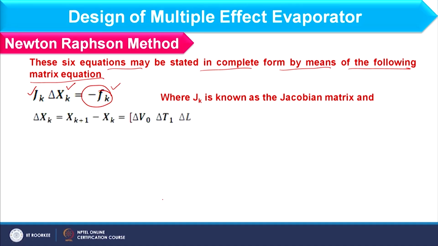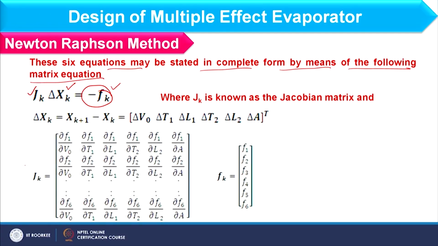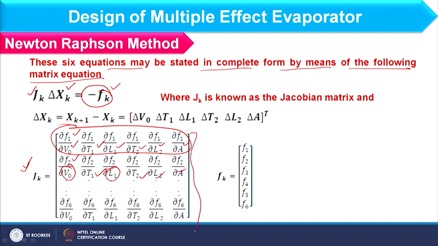So, if I consider the Jacobian matrix, that will be in terms of all derivatives like delta f1 by delta v naught, delta f1 by delta t1. So, first row basically consider the first function depending upon all 6 variables, right. So, similarly second row consider second function with respect to all variables. In the similar line I can consider all 6 functions depending upon 6 variables, right.